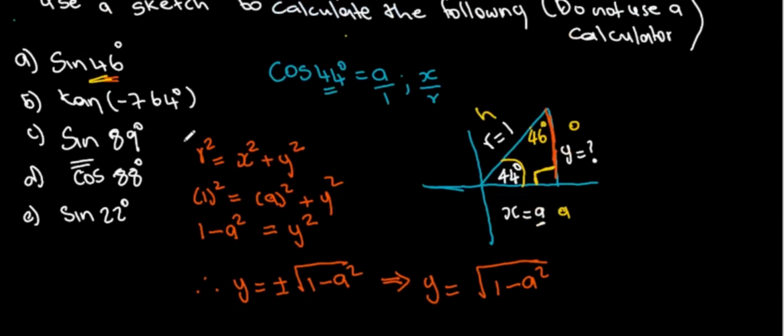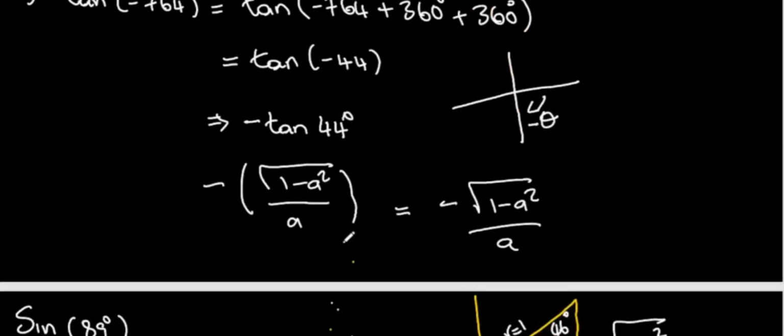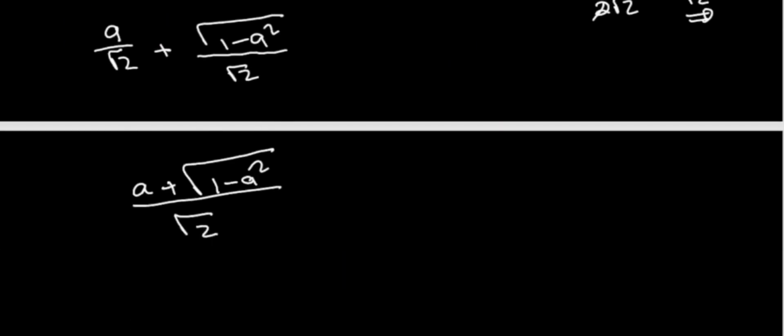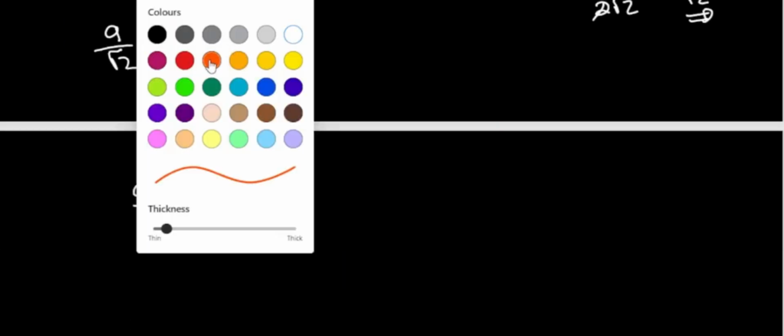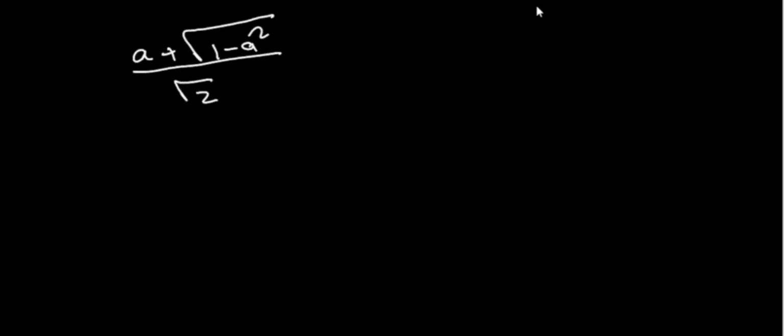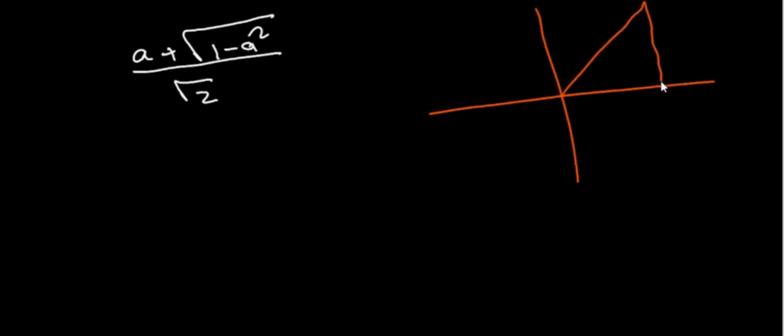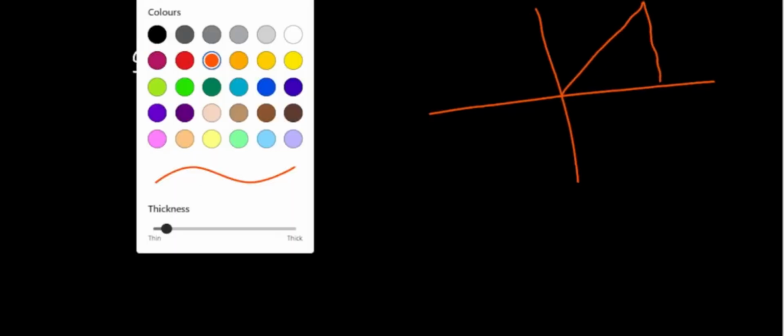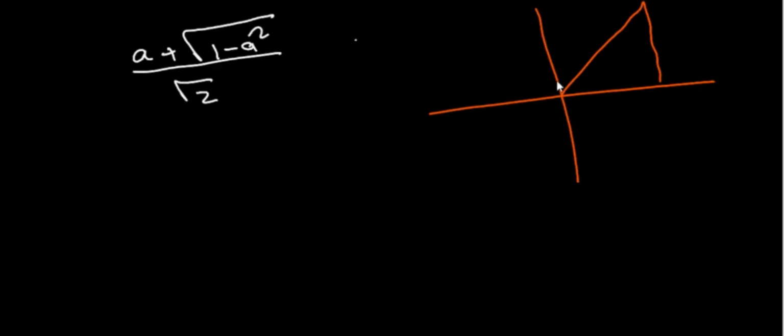the sine of 89. What about the cos 88? How can we find the cos of 88? We need to use the same diagram. So what I'm going to do, I need to bring my diagram down here, because we're going to use it for all the questions that we're going to work on. So on this diagram, I have my angle here as 44, and this is my 46, 90, y that is equal to the root of 1 minus a squared, x that is equal to a, and we have r that was equal to 1.